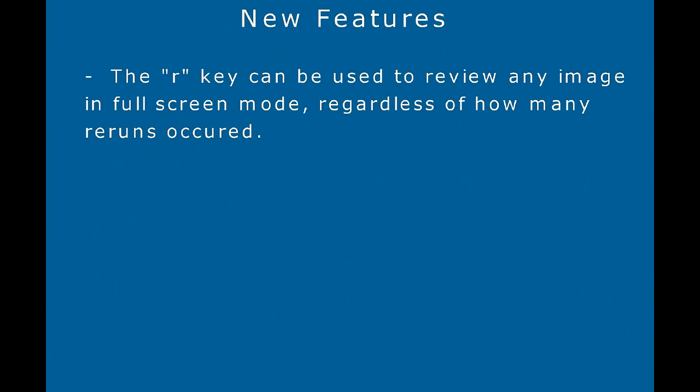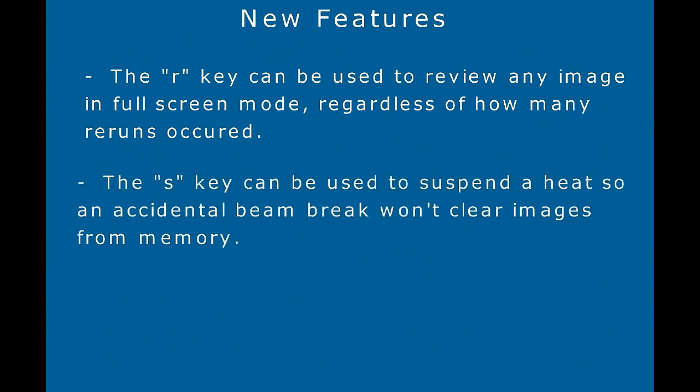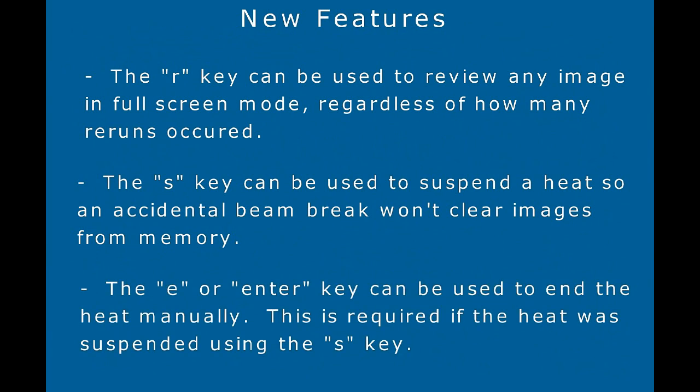New APES features can be used to eliminate the potential for these problems. The R key can be used to review any image in full screen mode regardless of the number of dogs that ran. The S key can prevent accidental beam breaks from clearing the images before review of the heat is complete. And the E key can be used to manually end the heat. This key must be used if the heat was suspended using the S key.